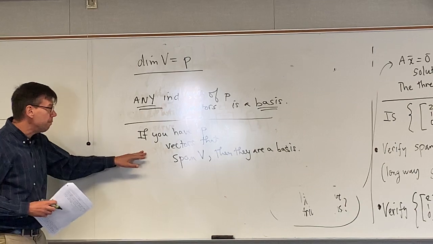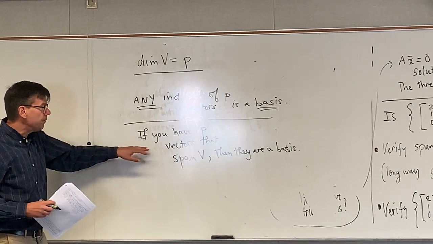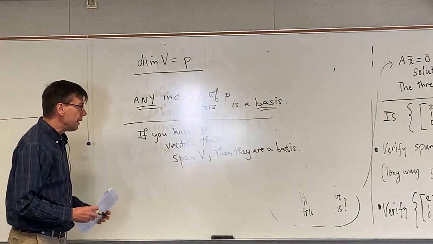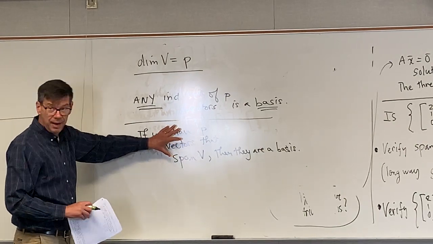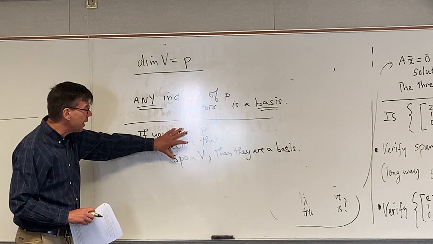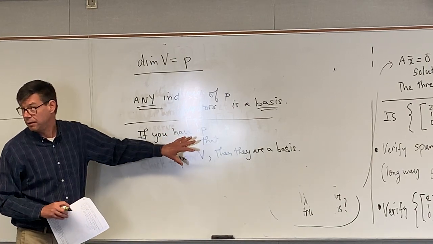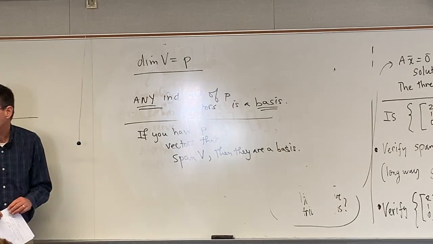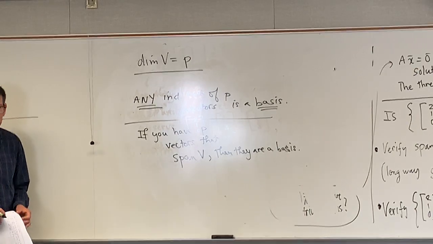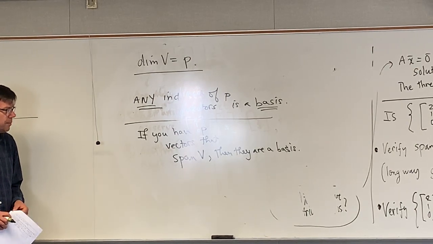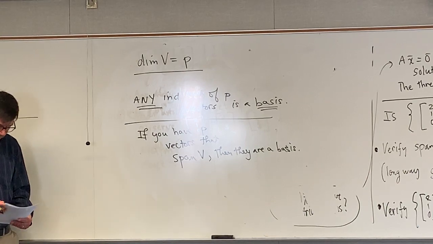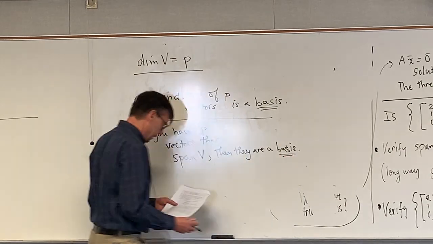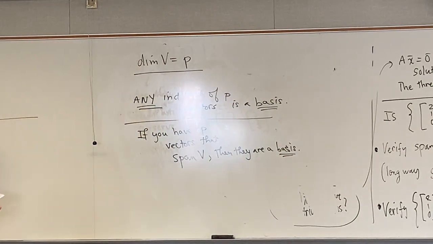For the part B portion of the theorem, if you have P vectors that span V, okay, their span is the vector space. What's not obvious is that they must be linearly independent. But it turns out they must be linearly independent. That's kind of interesting. Any set of P vectors that spans the space can be shown to be linearly independent, so it's automatically a basis. And that's the point of the spanning theorem.